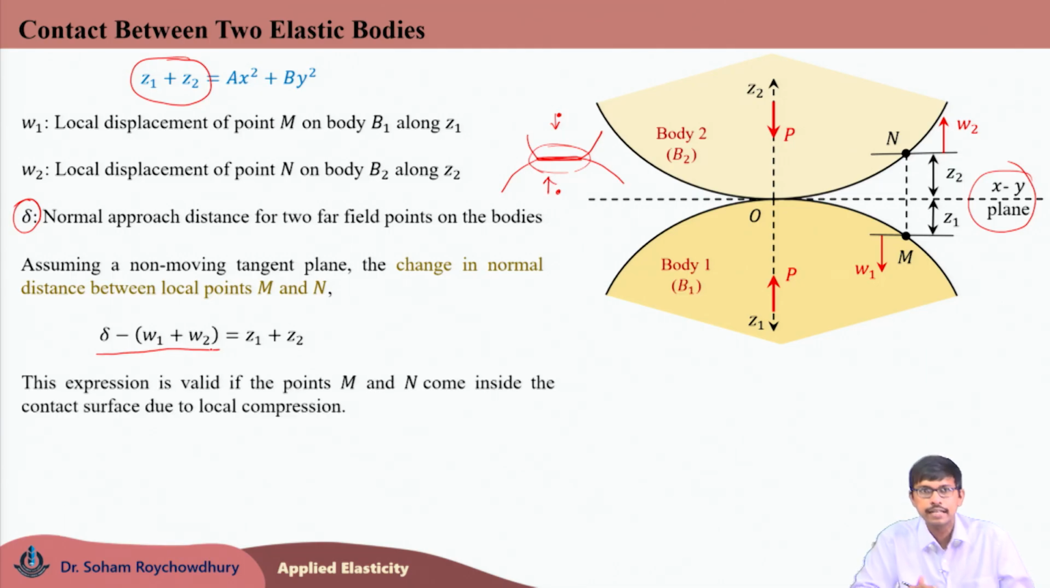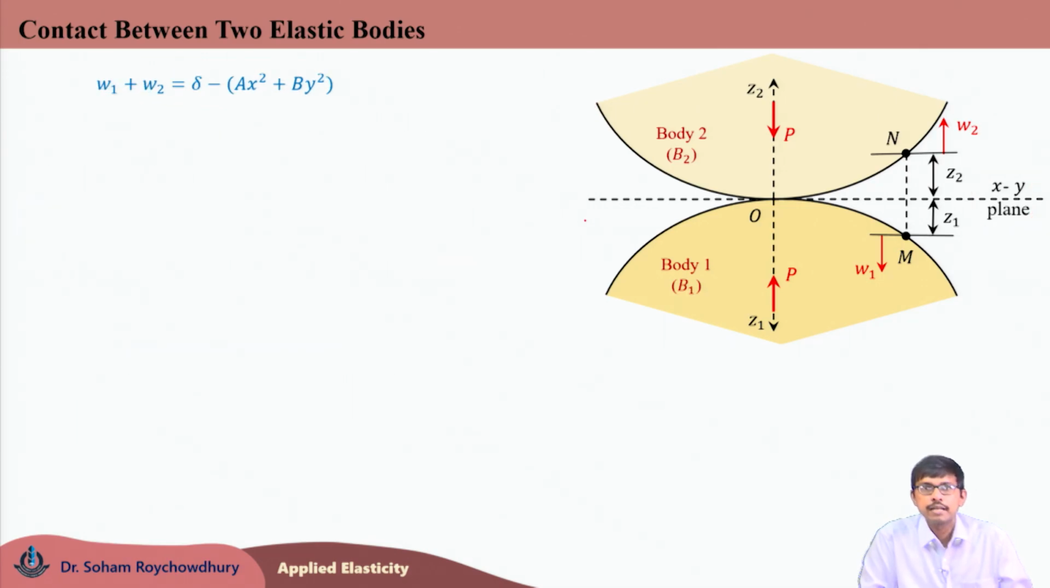If this is true, then these 2 points M and N are just coming within the contact boundary, within the contact patch, due to local compression as this load P is applied. So, this equation is true only when M and N points are coming closer to each other and going inside this flat contact boundary. Let us say this point is M, this point is N. Now, they are overlapping points, they are coming and settling on each other. So, from this we can write W1 plus W2 is equal to delta minus within bracket A X square plus B Y square.